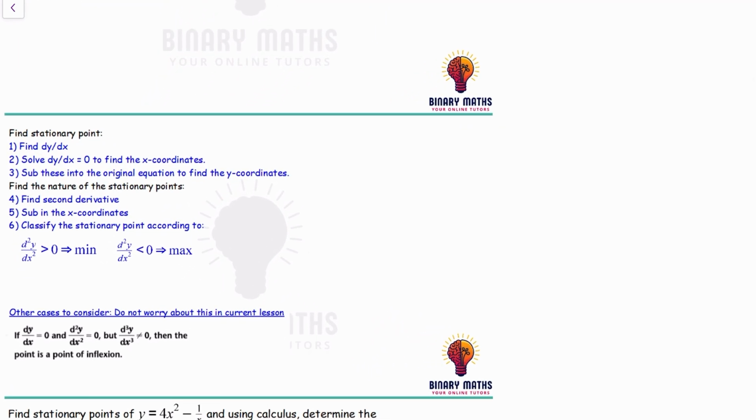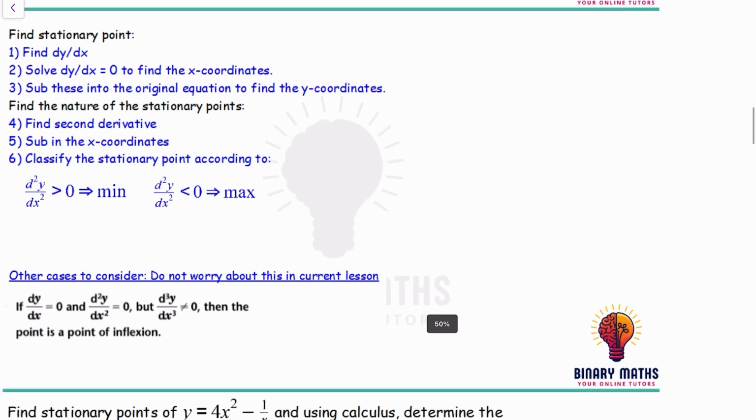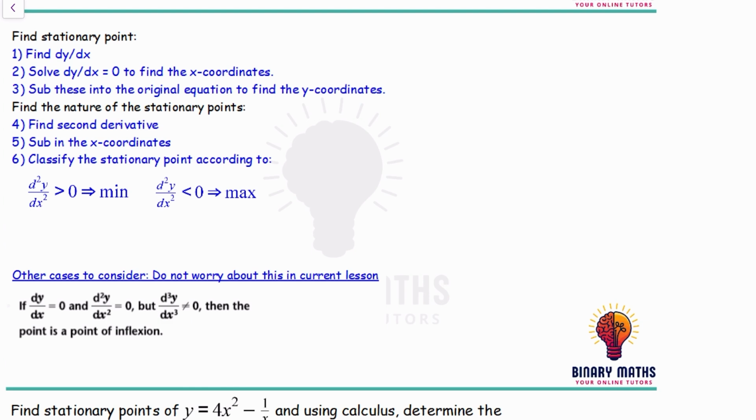To find the nature of the stationary point, you need to find the second derivative. Sub x into the second derivative. If it's greater than 0, it's a minimum point. If it's less than 0, it's a maximum point. There's one other important thing you need to take care of. Do not worry about this in this current lesson, but if dy/dx is equal to 0, and the second derivative is equal to 0, but the third derivative is not equal to 0, then the point is a point of inflection. So if the second derivative is equal to 0, but not the third.